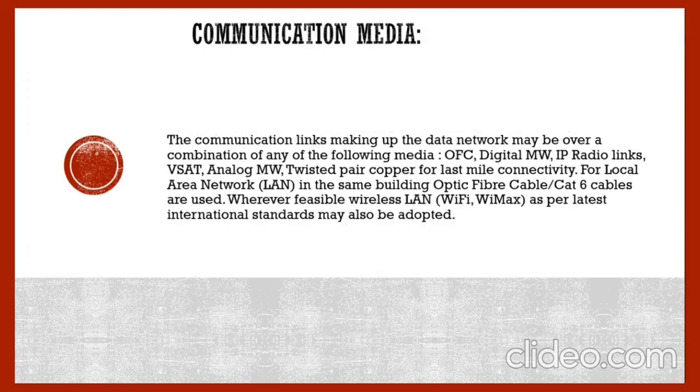We were looking at the communication media, and what is used to communicate this data, meaning the medium which is used for this communication. As we talked about earlier, a data network or computer network is the transfer of data from one device to many other devices, simultaneously back and forth. So what is used for transferring data? Here they say they are using OFC, digital MW, IP radio links, VSAT.